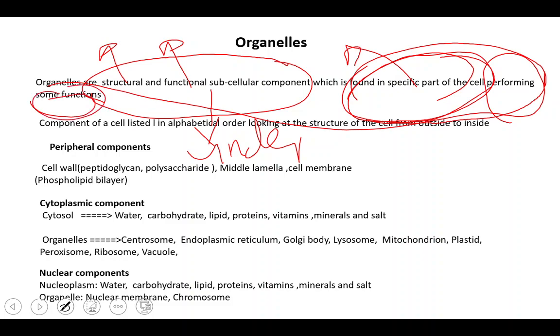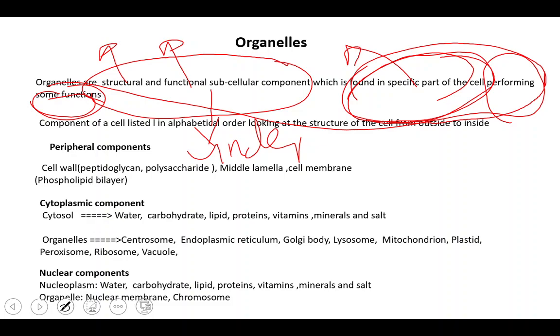So in order to define the organelles, you need to remember these three phrases: structural, functional, subcellular components, found in a specific part, performing some functions. The reason why it is important for you to include found in specific parts is because you cannot function if you are not in your normal environment. If you are going to function, your function is going to be limited.